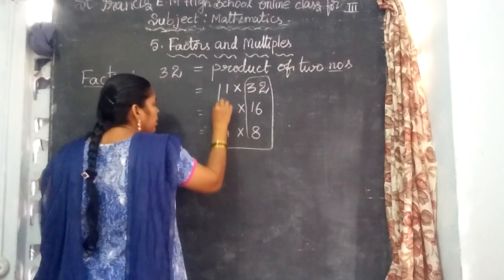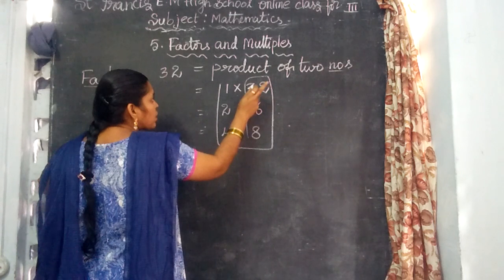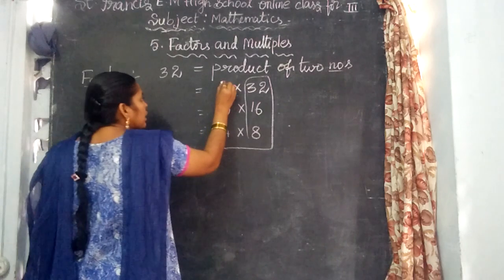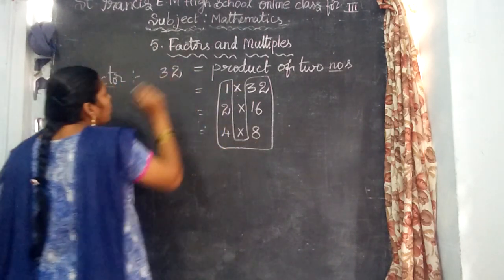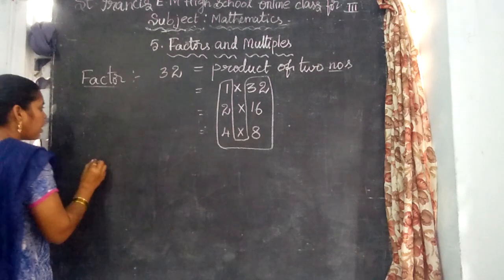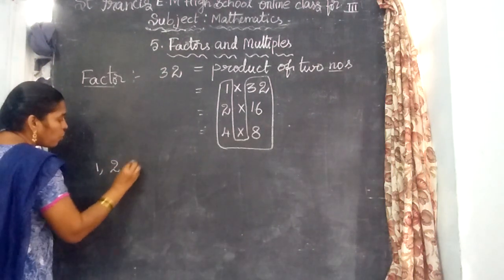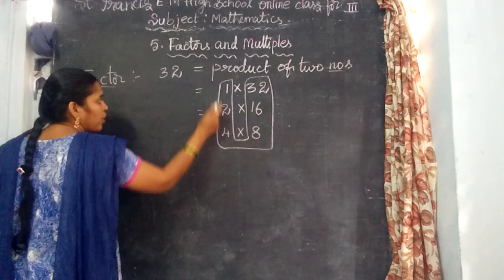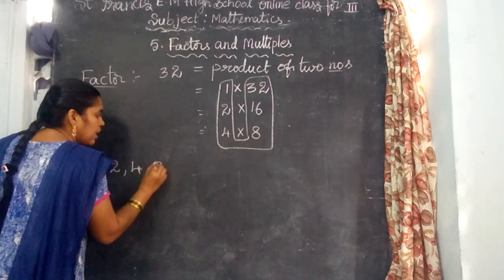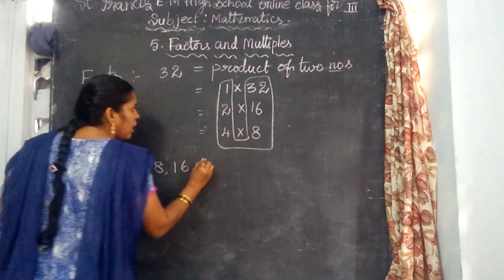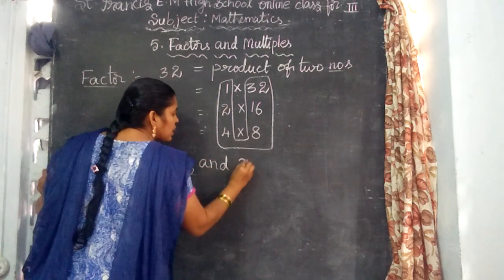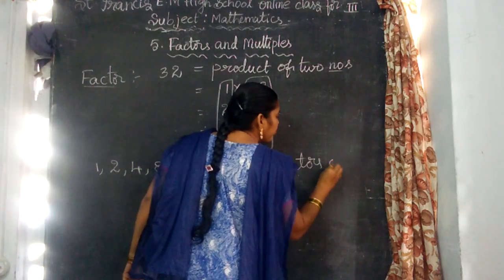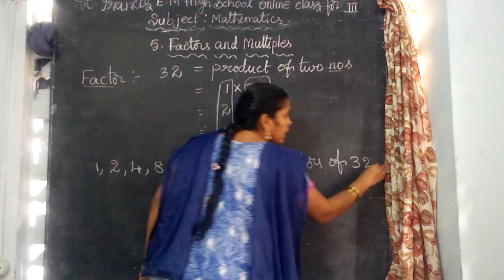So these are the products of two numbers. We will get 32. Okay, children? So these are the factors of 32. Therefore, in the shape we write them in ascending order: 1, 2, 4, 8, 16 and 32 are the factors of 32. Right? Is it clear?